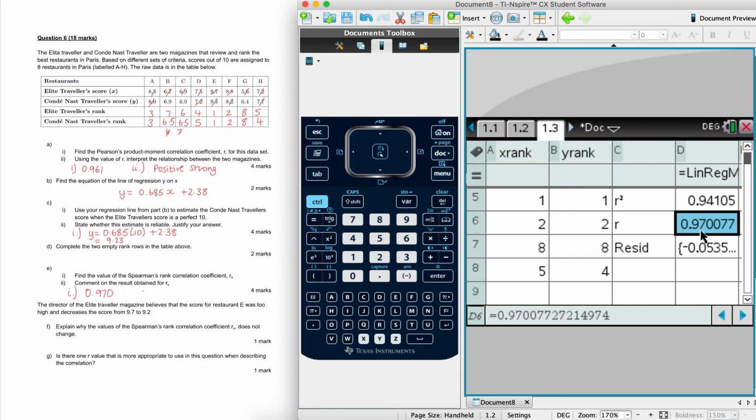And again, it's positive, strong correlation, same as it was last time, which is good that they're both showing the same sort of result. If they're showing vastly different, check one of your answers.